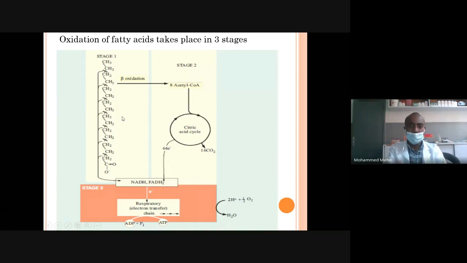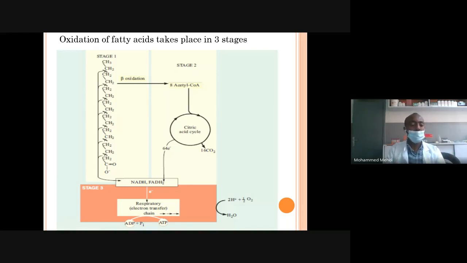The second type is alpha oxidation. Alpha oxidation occurs between the carboxylic acid functional group and the first or alpha carbon, that is, between carbon number 1 and carbon number 2. The third type of fatty acid oxidation is called omega oxidation. It occurs from the end of the fatty acid. So there are alpha oxidation, beta oxidation, and omega oxidation.